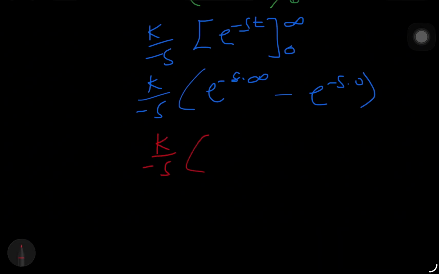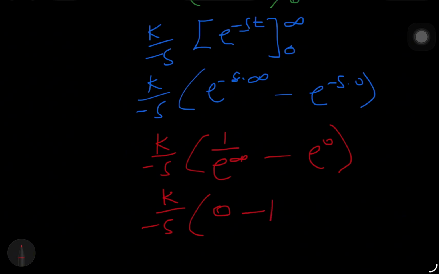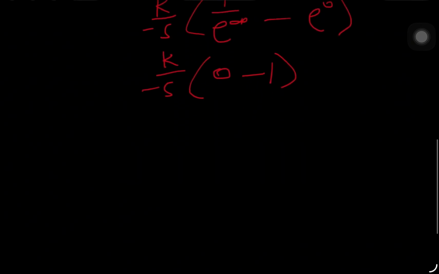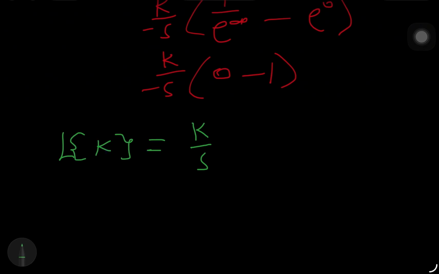This becomes k over negative s multiplying e to the power negative infinity. That's 1 over e to the power infinity, minus e to the power 0. A number over infinity, a number over e to the power infinity is the same as a number over infinity, which gives us 0. So we have 0 here, and any number to the power 0 is 1. So e to the power 0 is 1. So we have 0 minus 1. This can be simplified to produce k over s, which is the standard Laplace transform of k.